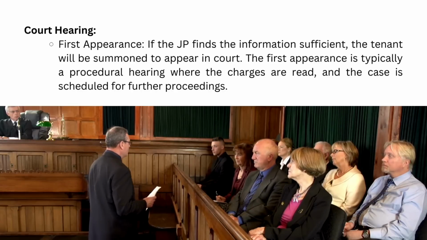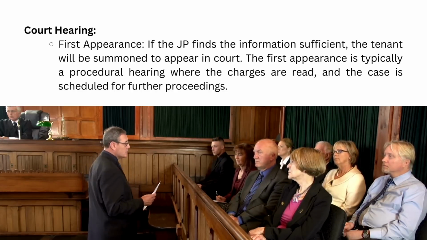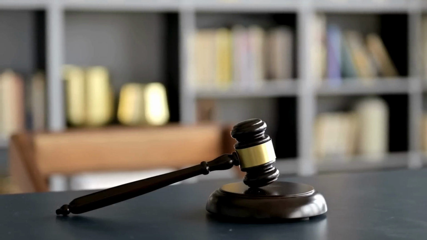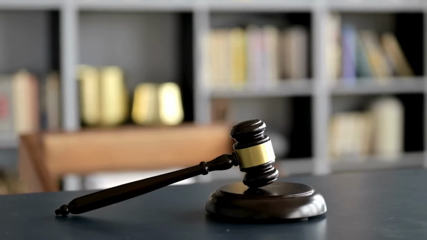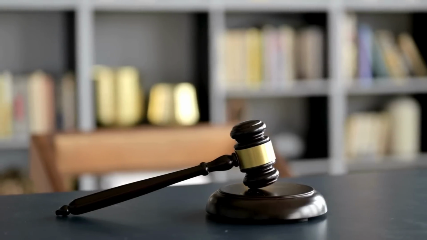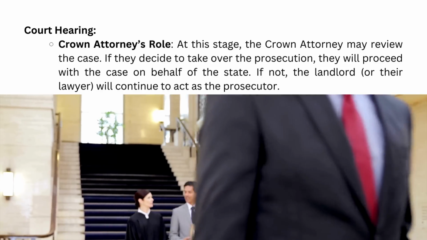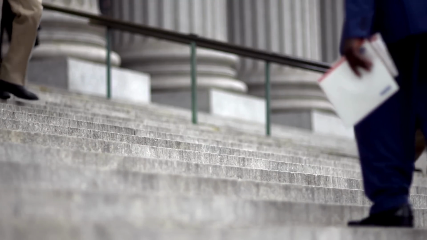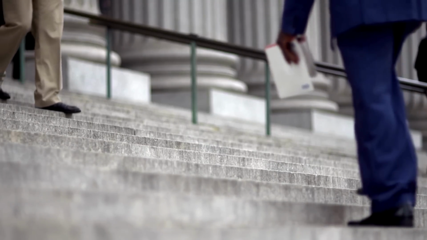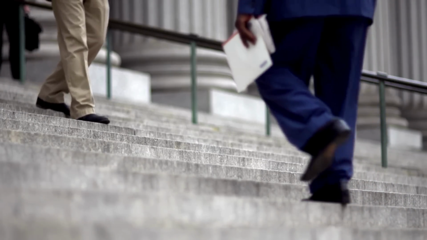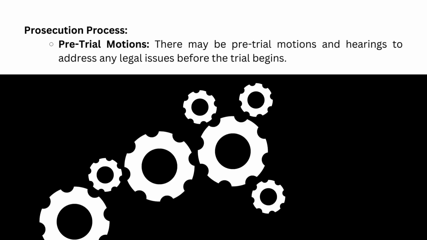Court hearings. If the Justice of the Peace finds the information sufficient, the tenant will be summoned to appear in court. The first court appearance is typically a procedural hearing where the charges are read and the case is scheduled for further proceedings. At this stage, the Crown Attorney may review the case. If they decide to take over the prosecution, they will proceed with the case on behalf of the state. If not, the landlord, or their lawyer, will continue to act as the prosecutor.